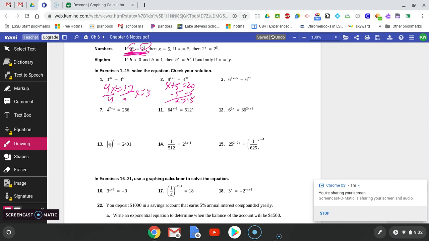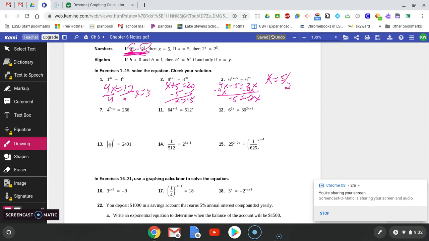Try number 3. Okay, so the bases are the same. So I set the exponents equal to each other. So I have 4x minus 5 is equal to 2x. I need to get all my x's on one side, so I'll subtract my 4x over. So I have negative 5 is equal to negative 2x. When I divide both sides by negative 2, then I get x as a positive 5 over 2.